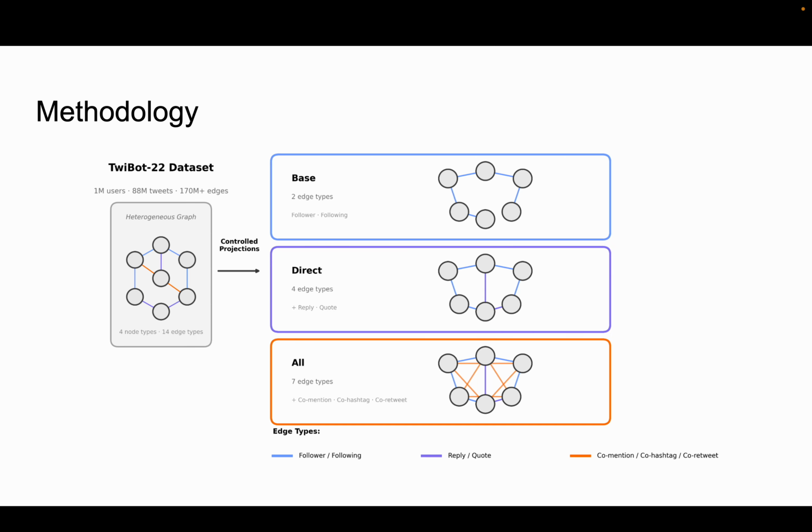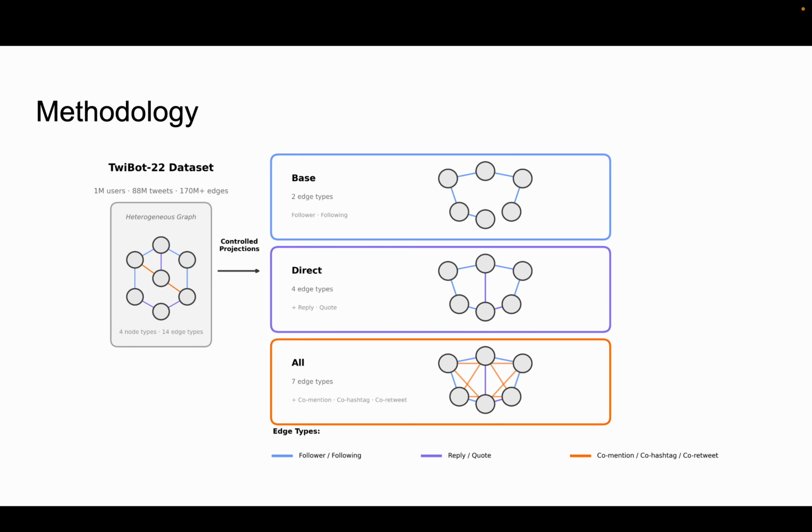Twibot22 is a real-world collection of Twitter users and is an extremely rich data set that encompasses over 90 million different nodes, 170 million plus edges across 4 different node types and 14 different edge types. This allows us to evaluate models in terms of node count by taking samples of the graph, and graph connectivity by introducing different projections, which also can introduce different levels of heterogeneity.